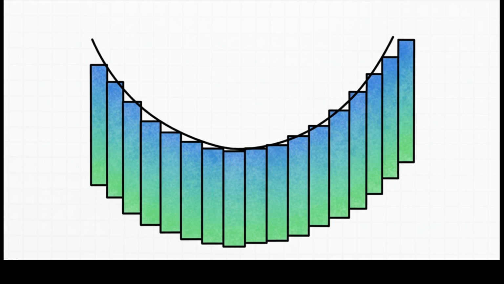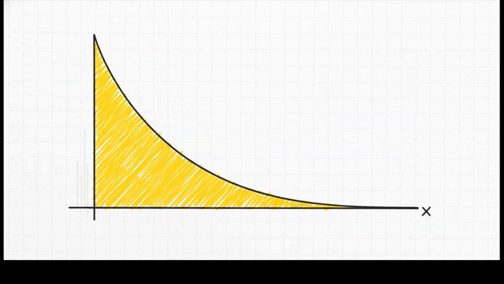Now check this out. What happens if we use more rectangles and we make each one a lot thinner? Whoa, look at that. The slices start to hug the curve way more closely. The gaps get smaller, the parts that stick out are tinier, and our estimate for the area is getting much, much better.